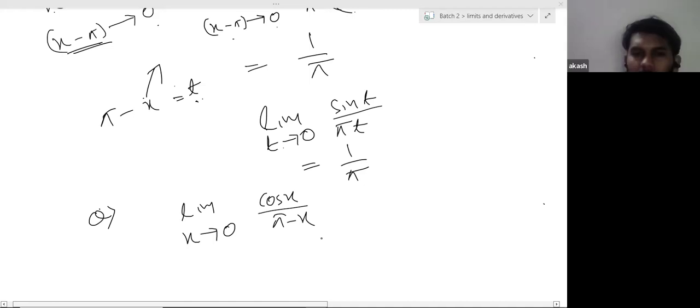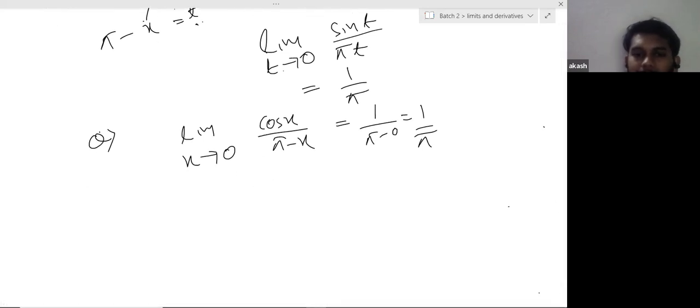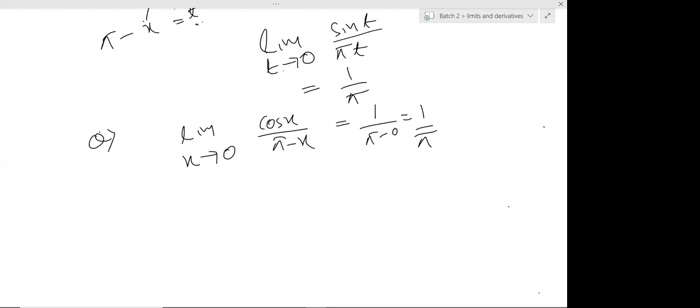Rahman, you need to put the value of x in the denominator also, right? Direct substitution method. Just put x equals 0. All the questions should be started by this only. Put x equals 0. So cos 0 is 1 upon pi minus 0. So 1 upon pi is the answer. You don't have to do anything else in this question. So you might get questions like this also, where you have to use direct substitution.